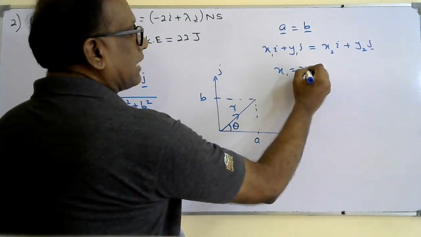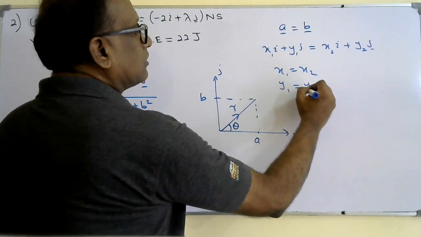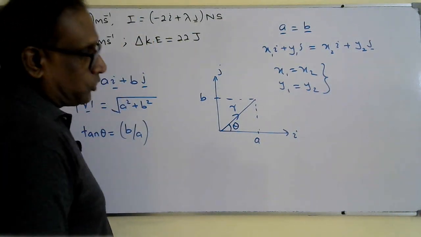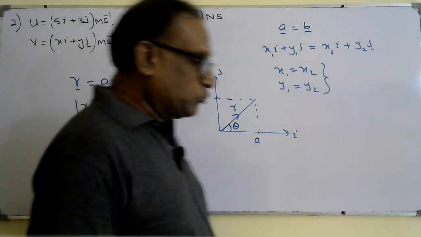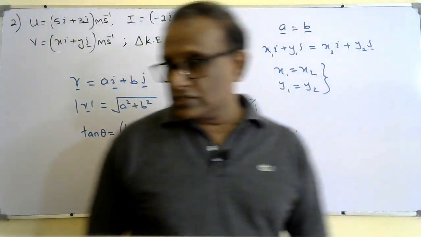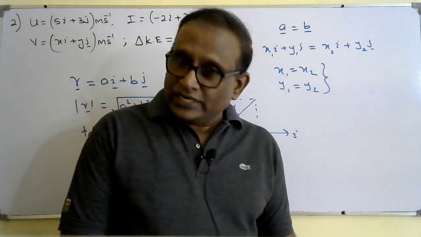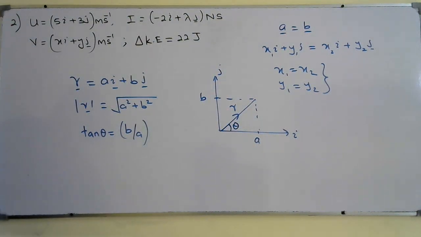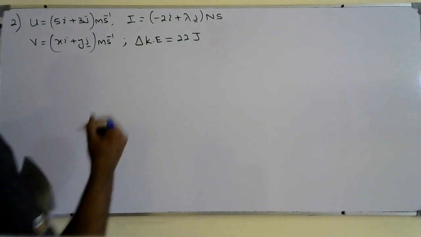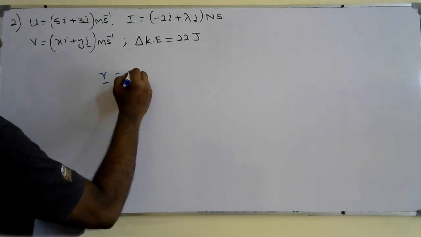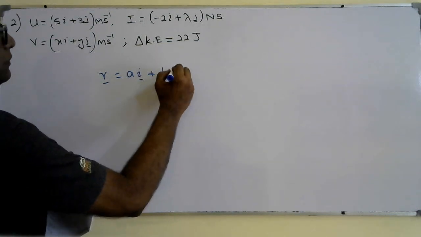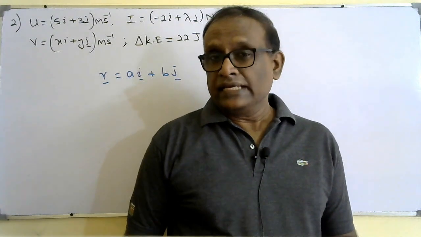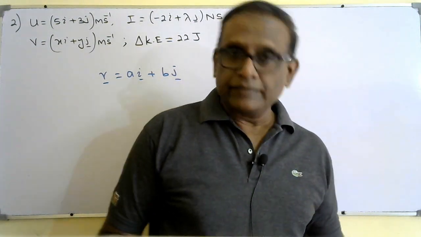That is x1 equal to x2, y1 is equal to y2. You must know these things. Also, for example, when a particle moves, it will have a velocity, its position will change. If the position vector is given as r equal to ai plus bj, this is the position vector of the particle. a and b could be functions of time, doesn't matter.